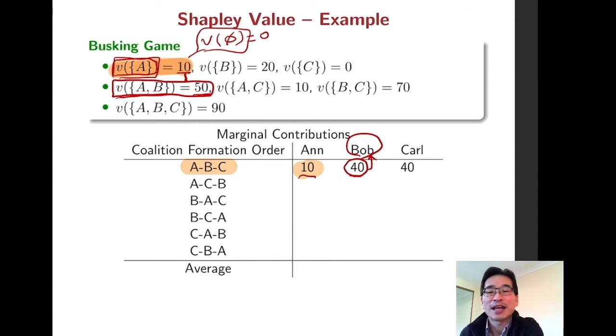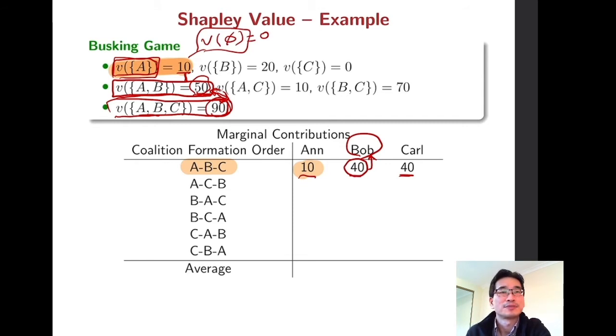And after that, after A and B, now C comes to the coalition. So they generate 90, and the marginal contribution, the difference between 90 and 50, which is 40, goes to the last player, Carl. Okay, so for this particular order, they split the surplus 90 in this way: 10, 40, and 40.